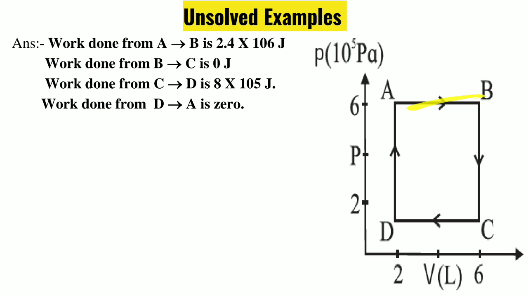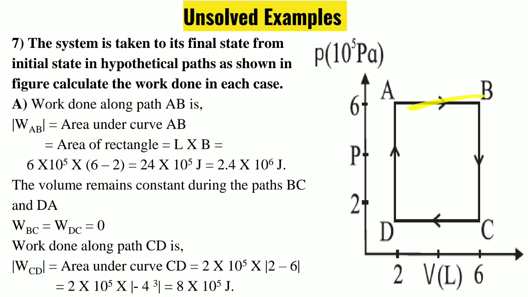As we are considering work done in AB, we have to consider the whole region from here to here. And work done, we are knowing, is equal to the area of the shaded region. Area of the shaded region means what? What geometrical shape can you see? This is a rectangle. Rectangle's formula is length into breadth. What is the length of A?